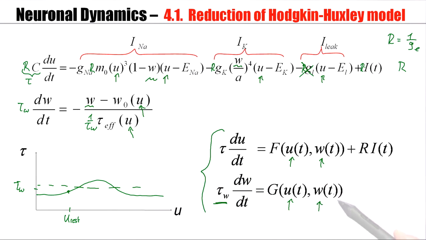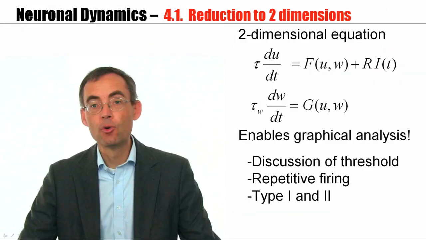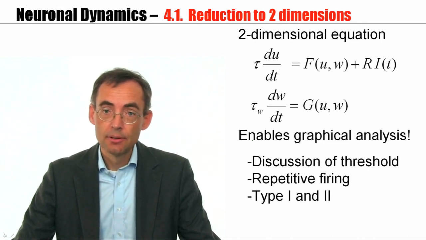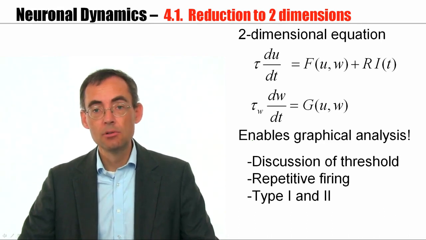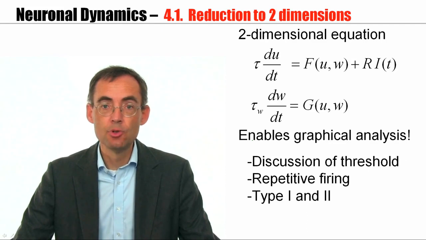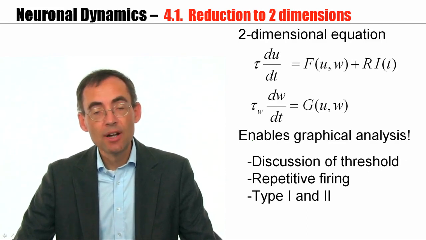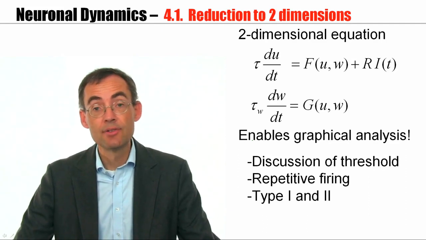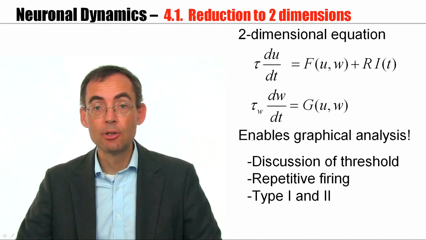However, it's convenient and normal to suppress the arguments in these functions f and g. U is the variable, you see it, because on the left-hand side you have the time derivative. And therefore, we arrive at a final set of two equations. The voltage variable is characterized by the membrane time constant tau, and on the right-hand side we have some function f of u and w. The w variable is characterized by a time constant tau w, and on the right-hand side we have some arbitrary function g of u and w.